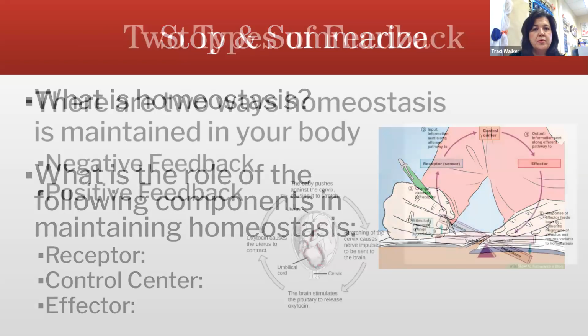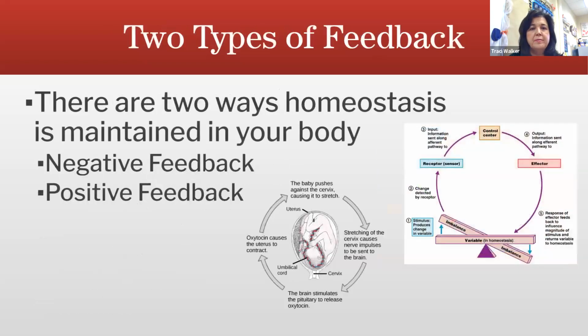Okay, so there are two types of feedback systems that are involved in maintaining homeostasis in your body. The first one, and the most common one, the one that happens most of the time, is called a negative feedback loop. And then under certain conditions, we will have a positive feedback loop. So we're going to learn what each of those is.